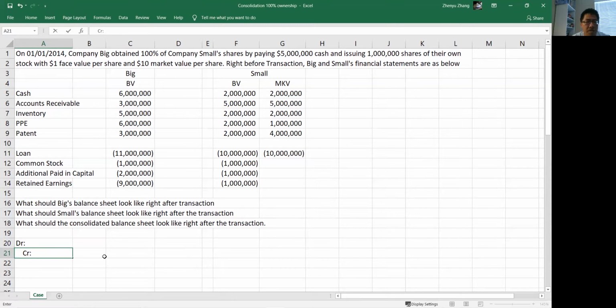For company small, we know that they lost cash. They gave up cash. How much? This is quite straightforward. And what else did they give up? We know that company big also issued 1 million shares of their own stock with $1 face value and $10 market value. So here's something tricky. In the real world, company big issues stock to other folks in exchange for what? In exchange, together with the 5 million in cash, right? 1 million shares, and 5 million in cash.